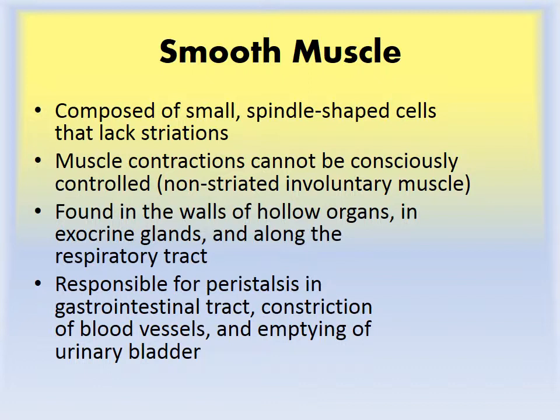These can be found in hollow organs such as endocrine glands and along the respiratory tract. Again, we don't control these. They're responsible for peristalsis in our gastrointestinal tract, okay, that muscle movement that pushes food down into our GI, that is smooth muscle. We don't control that. Constriction of blood vessels, so vasoconstriction and vasodilation, we don't control that. Our nervous system does, but it's under involuntary control, and the emptying of our urinary bladder as well.